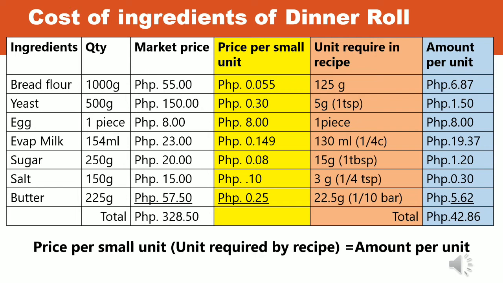Next is the yeast. The yeast costs 0.30 centavos per gram. And the recipe requires 5 grams. We're going to multiply 0.30 centavos and 5 grams equals 1 peso and 50 centavos, meaning every 5 grams of yeast costs 1 peso and 50 centavos. Next, the egg. The egg costs 8 pesos per piece.